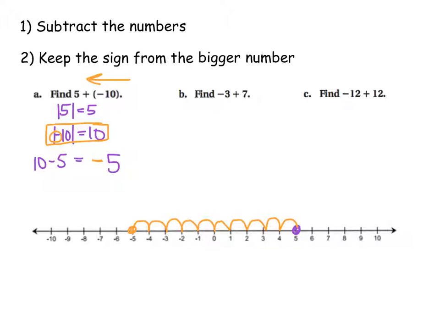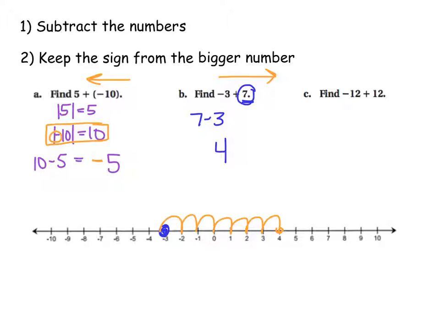Our next problem is negative 3 plus 7. 7's bigger, so we take 7 minus 3, which is 4. And because 7's bigger, we use that sign. It's positive. Our answer should be positive 4. We can check it on our number line. We're going to start with a dot at negative 3. And if we add 7, we are going to go up the number line because it's positive. 1, 2, 3, 4, 5, 6, 7. And we did end at 4.